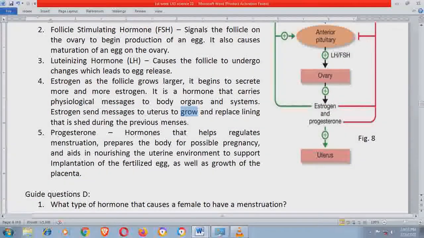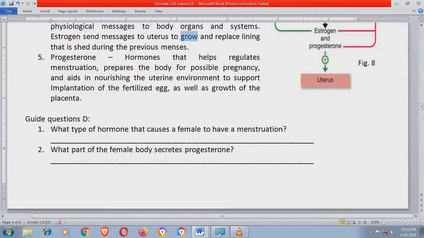Progesterone, hormones that help regulate menstruation, prepare the body for possible pregnancy, aid in nourishing the uterine environment, support implantation of the fertilized egg, as well as growth of the placenta.